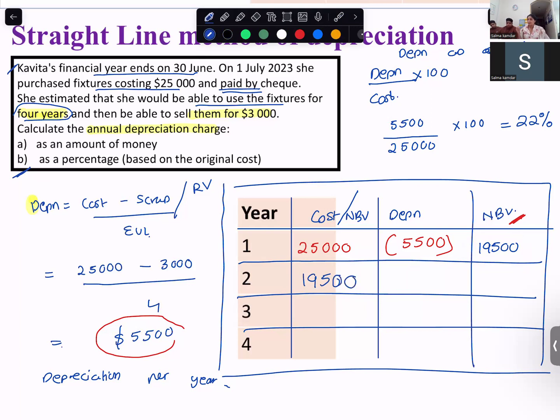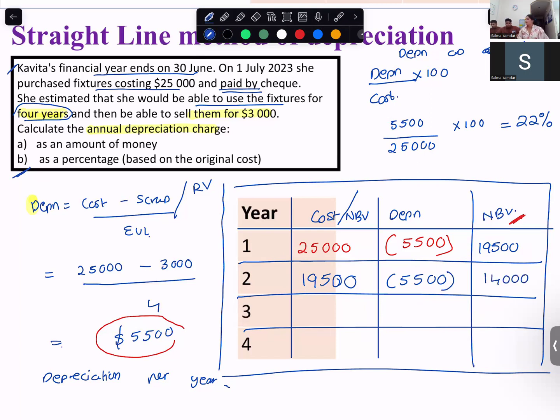Can you tell me the depreciation for year two? It is the straight line method, a fixed installment method, so depreciation will remain the same. I will minus 5,500. So what will become the net book value? 14,000 will become the net book value.